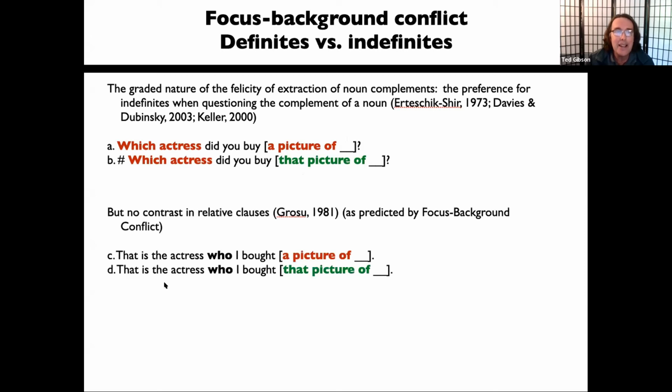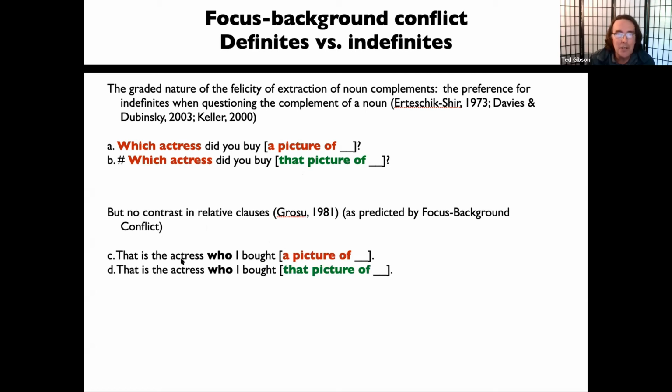And fascinatingly, it predicts no contrast in relative clauses. So we should get differences depending on the construction. And that's actually the judgment in the literature. We actually have not gone and run these experiments, but we should. These are just standard judgments from the literature, which people didn't explain.